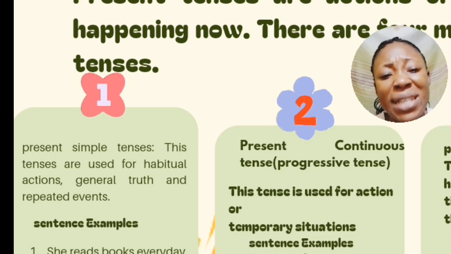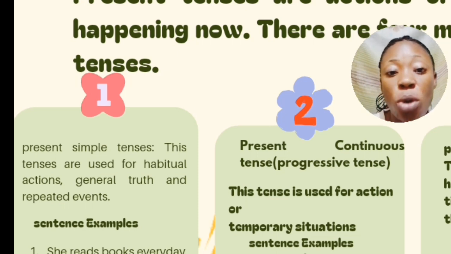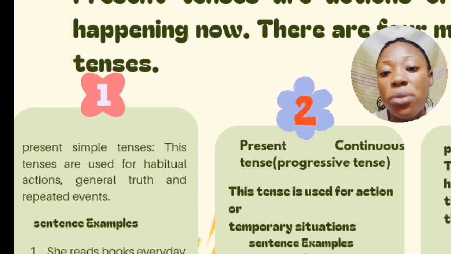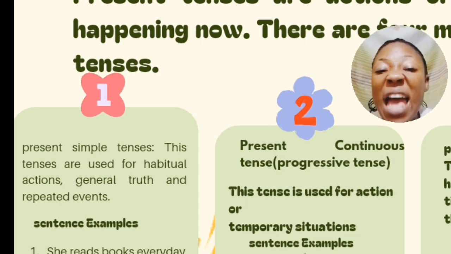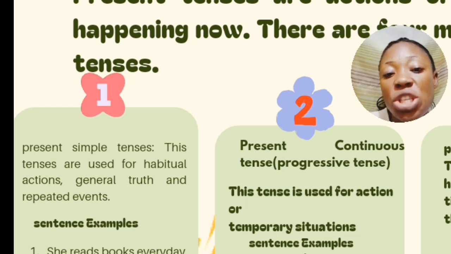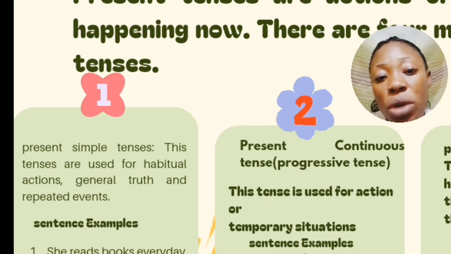When we make sentences, realize that we repeat some things, right? So when we talk about the present simple tense, we're talking about those actions that happen all the time. Every day we sleep, we eat, we play. Now we are going to use two sentence examples. The first one is: she reads books every day. That is a habitual action. She eats her lunch every day, or she takes her breakfast every morning. That is a habitual action.